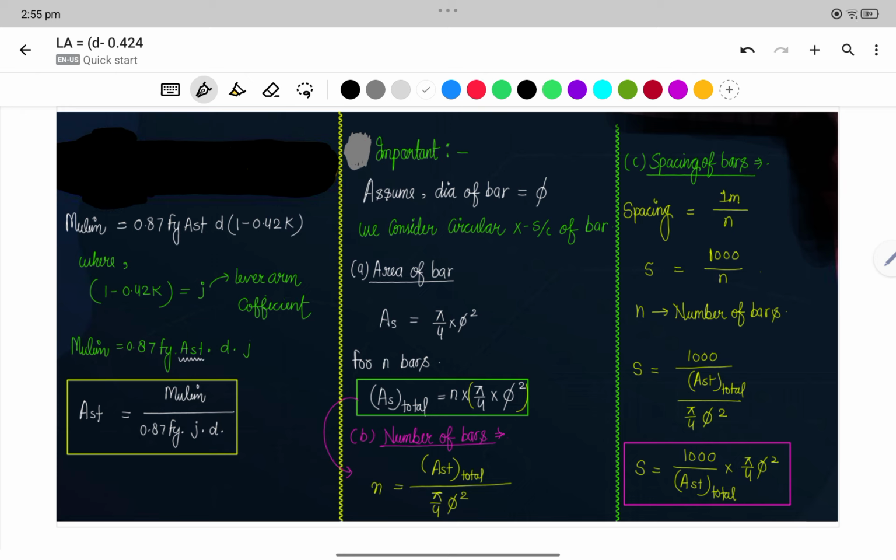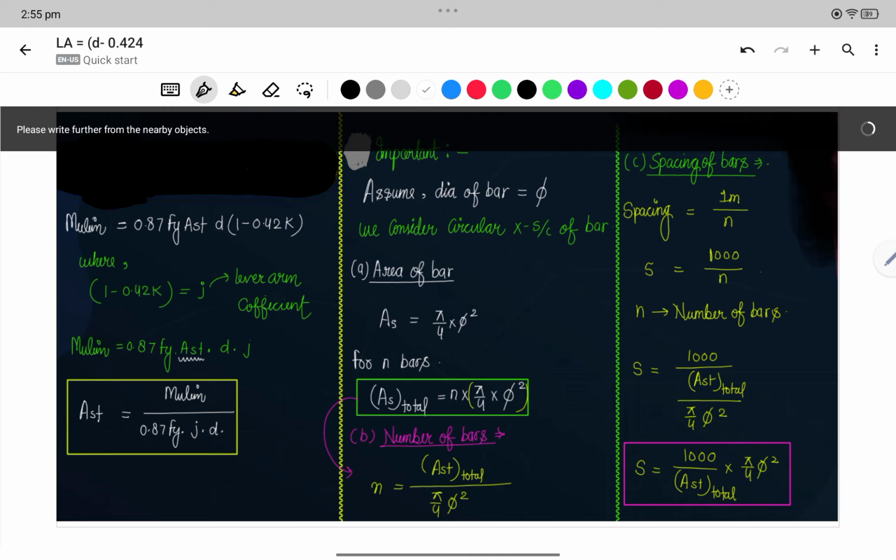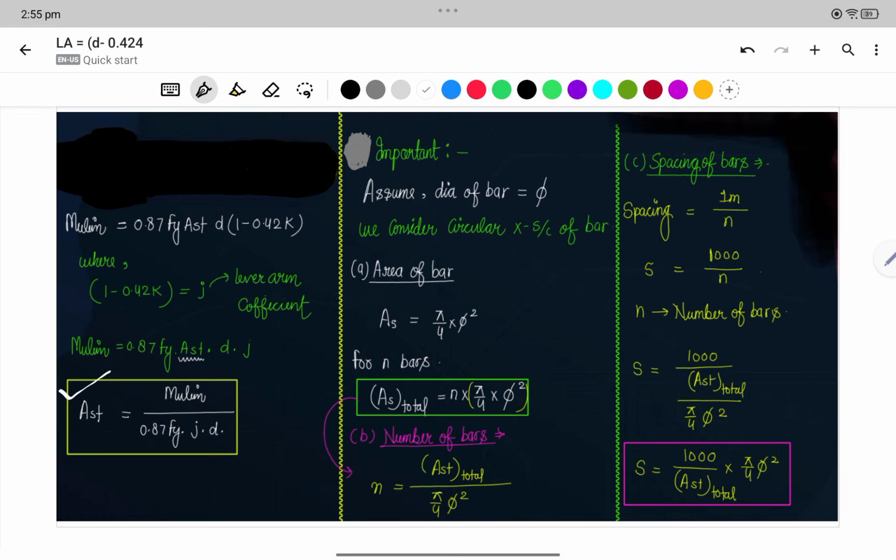We need this formula, Ast, area of steel. Okay, the area of steel formula is needed. Ast is equal to Mu limiting divided by 0.87 Fy into j into d. Okay, where j is the lever arm coefficient, and the formula is 1 minus 0.42 k. Okay, and the k you can find from there.